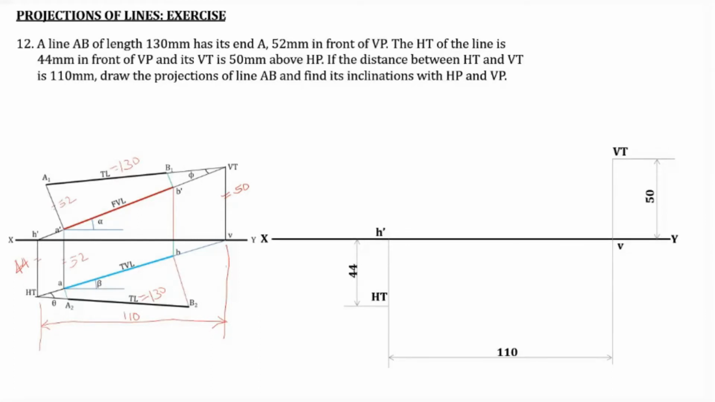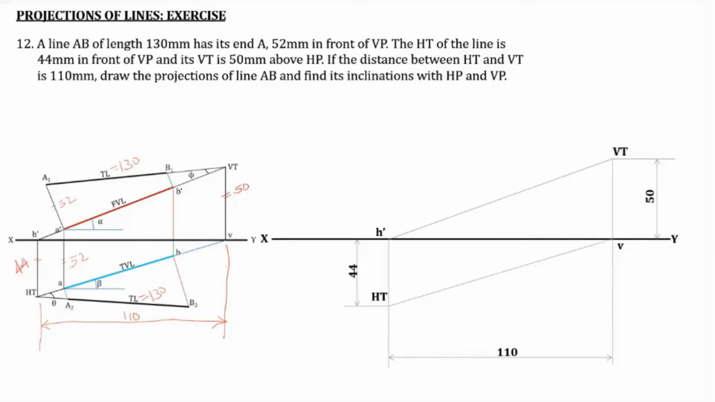Now we know that H dash and VT are in the same line. H dash and VT are in the same line. So we can join H dash with VT. Likewise, HT and V are in the same line. So we can join HT with V.